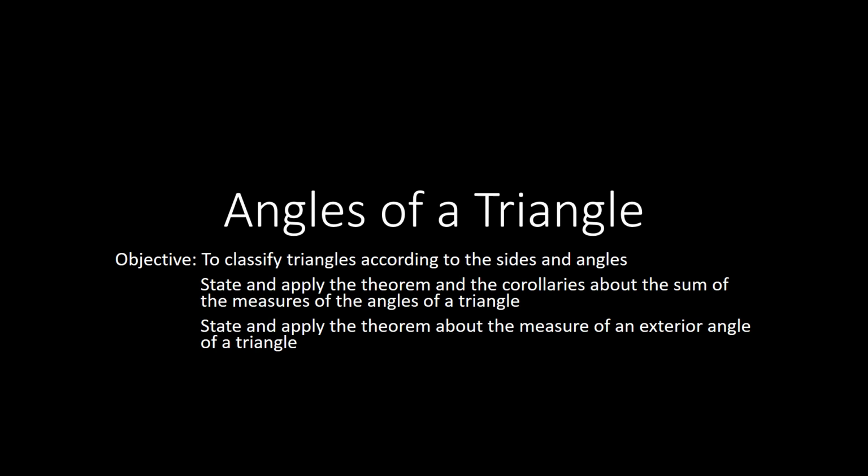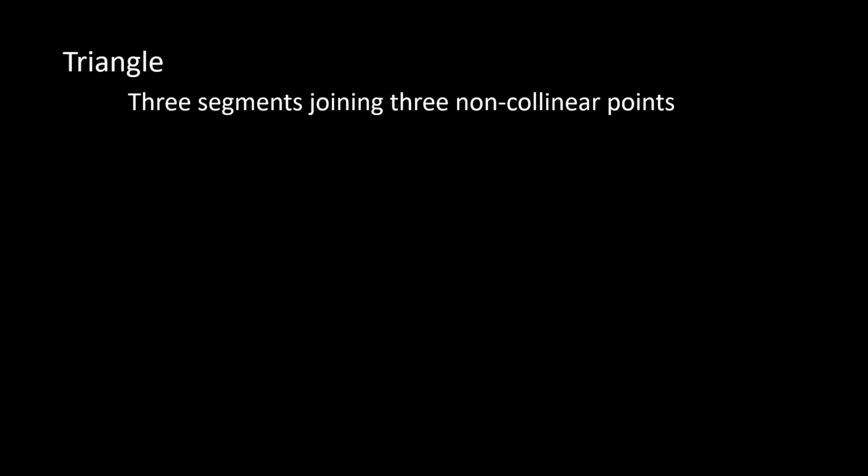So beginning our conversation of triangles, we need to first define what is a triangle. Well, a triangle is a shape where we have three segments joining three non-collinear points. And I think most people are familiar with what a triangle is, but it looks like this right here. We have three segments, and they're all joined by three non-collinear points. And now there are different parts of the triangle we need to discuss.